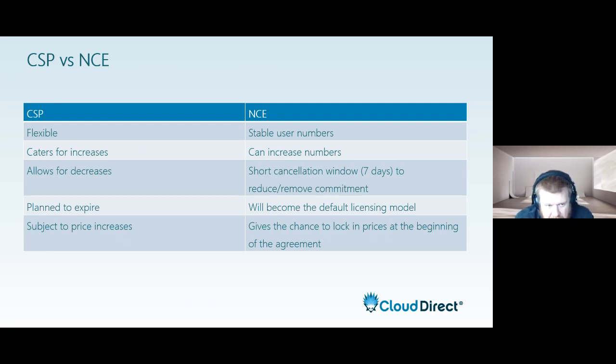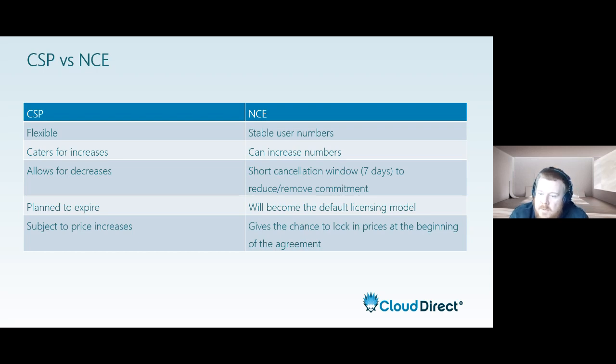In terms of CSP agreements, they are quite flexible. You can increase and decrease. Prices are prorated. It allows for both of those things, but it is subject to upcoming price increases because the prices can fluctuate on a CSP agreement. When we look at the NCE, it's a longer term commitment.